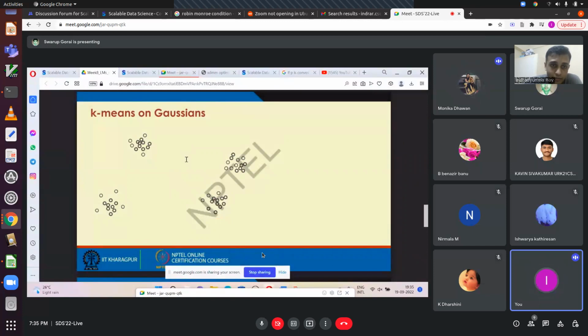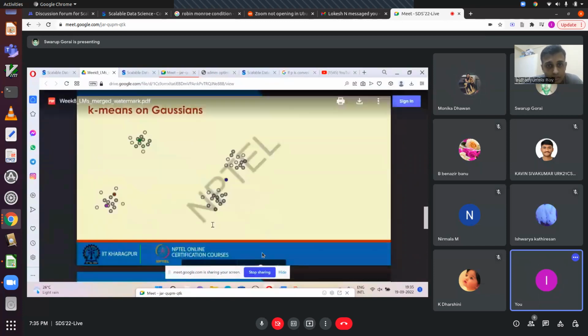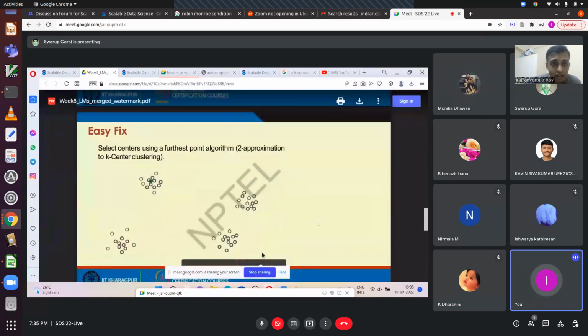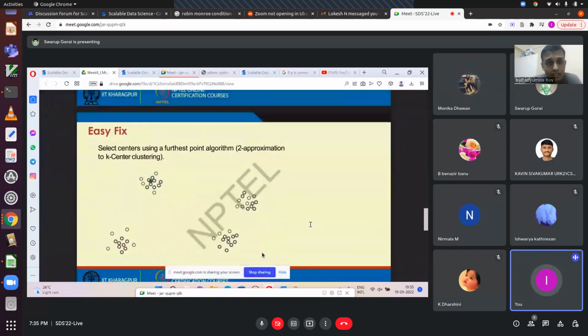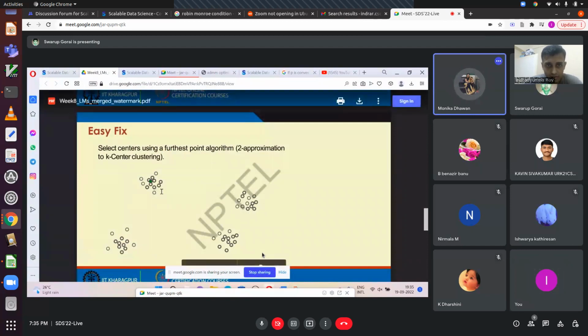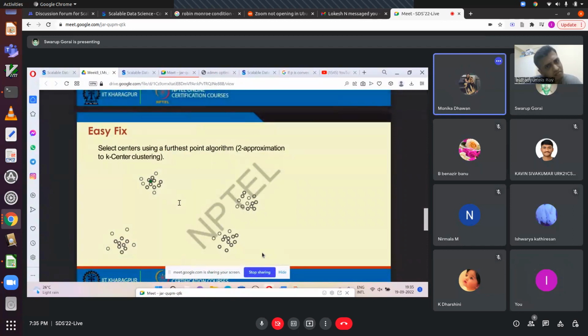Okay, then select centers using the furthest point algorithm, an approximation to the K-means clustering. Understood. The farthest point algorithm picks a center and makes a cluster in that. Like that, I understand. Yeah, but what is the furthest point algorithm?